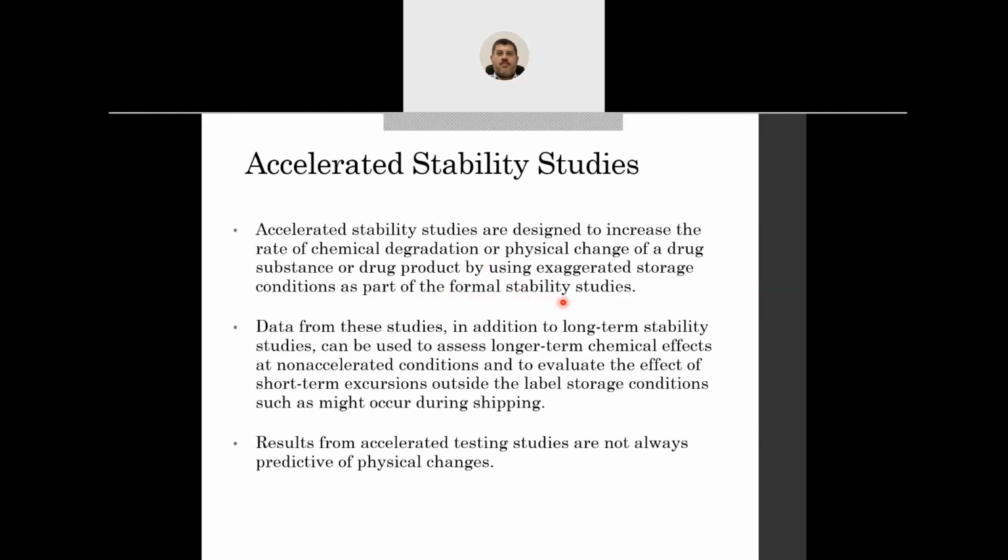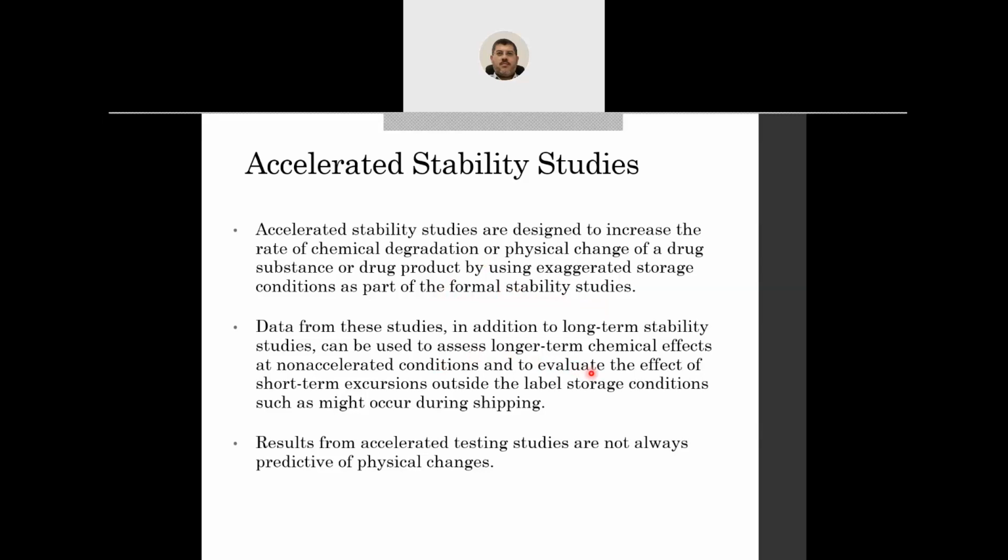This means the data should be controlled, documentation should be provided, and the data will be submitted with the product file when we want to register the product. So it will be examined by the authority, the registration body, the National Pharmaceutical Regulatory Agency.